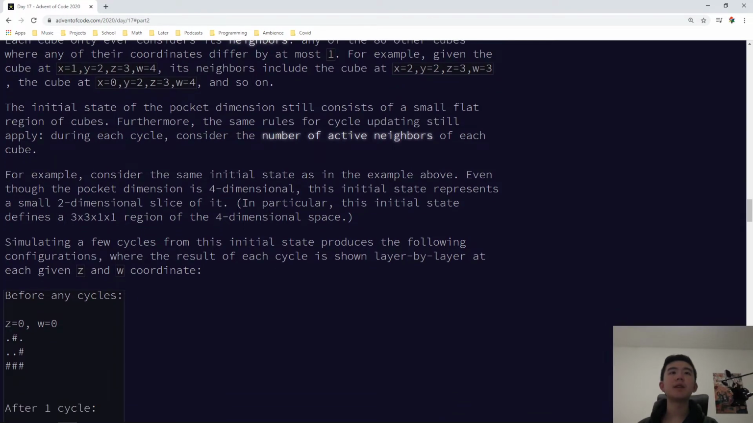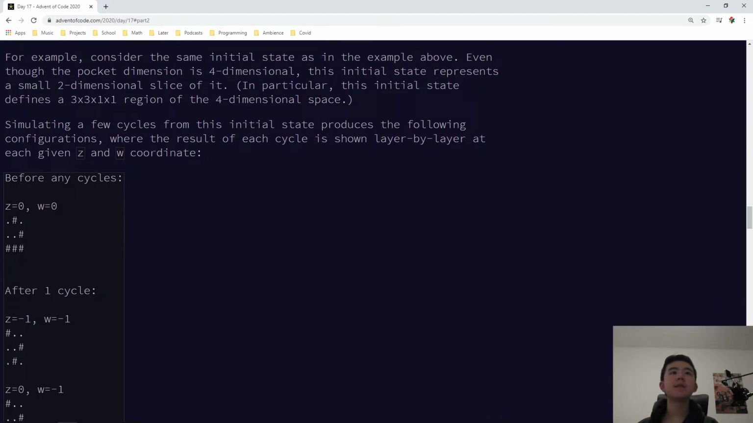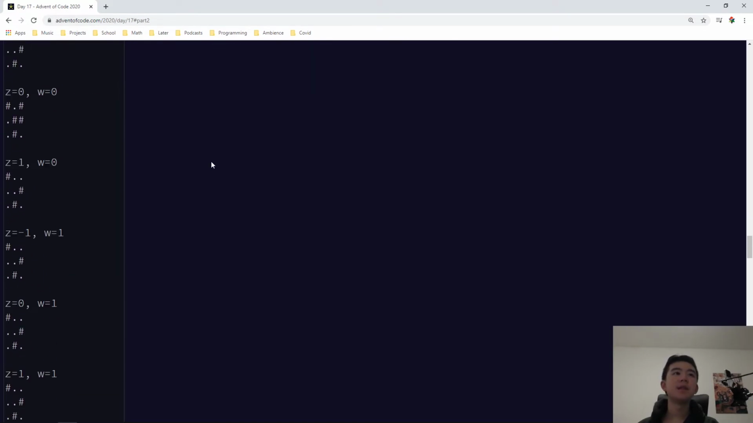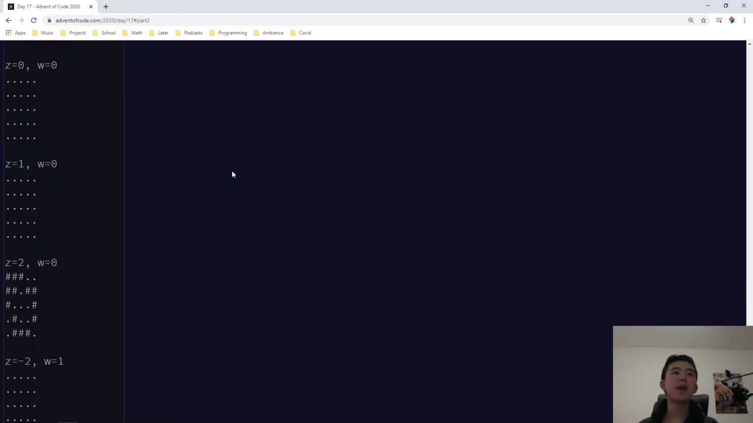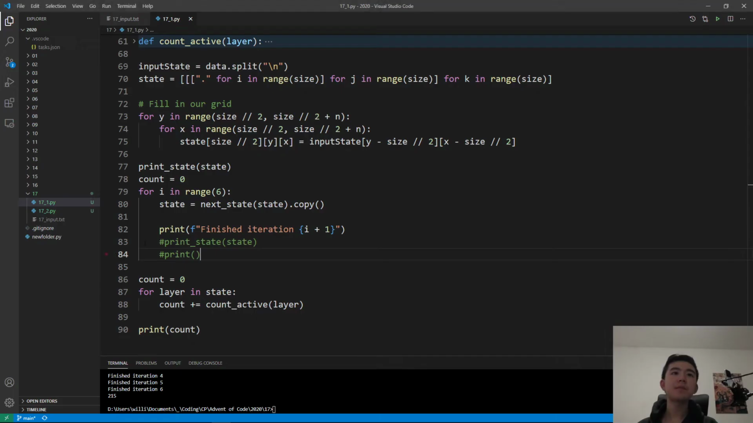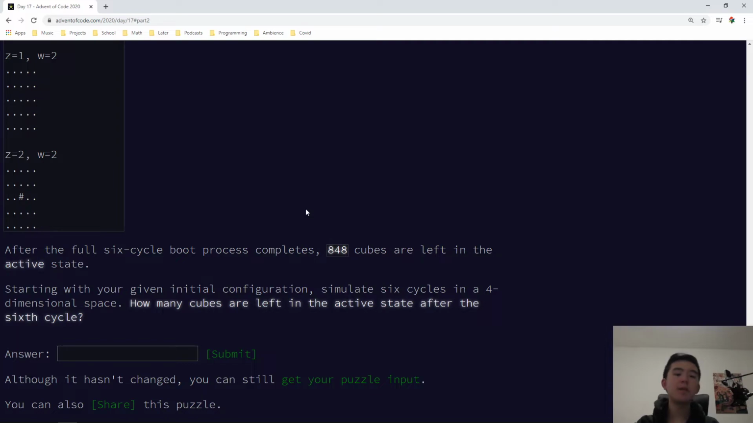During each cycle, consider the number of active neighbors of each cube. Simulating a few cycles of this from this initial state produces the following configurations, where the result of each cycle is shown layer by layer at each given z and w coordinate. Four dimensions is kind of hard to wrap your head around, but fortunately we don't actually need to visualize it. We just need to put it into our code. So I'll be back in 5 seconds.